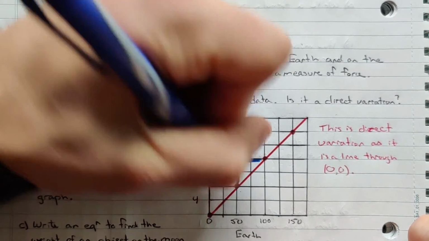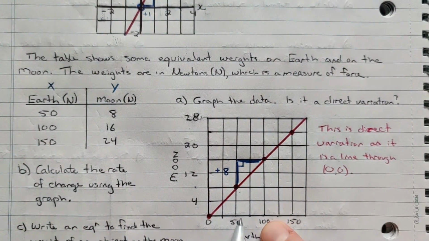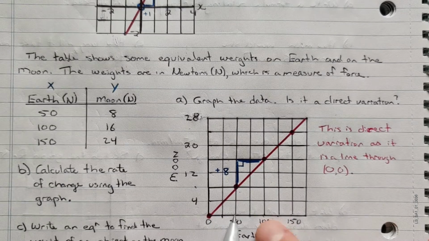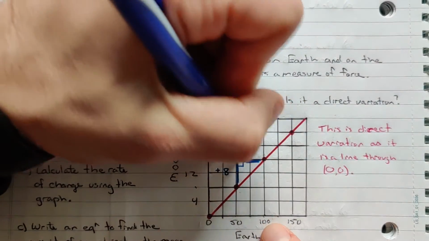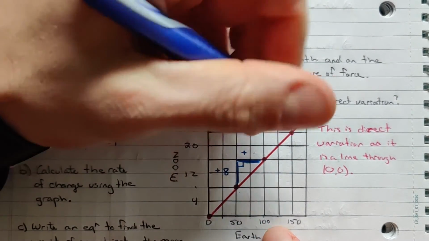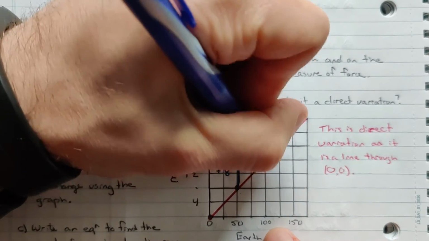I've risen 8. So plus 8. Looking at my run scale and my horizontal scale, 50, 75, 100. So I'm going from 50 to 100. In this place here, that is plus 50.